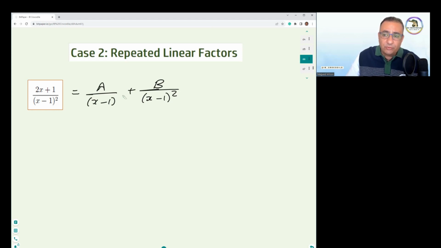So that's why we have to put the possibilities. One fraction could be over x minus 1, and the other fraction could be over x minus 1 to the power of 2.